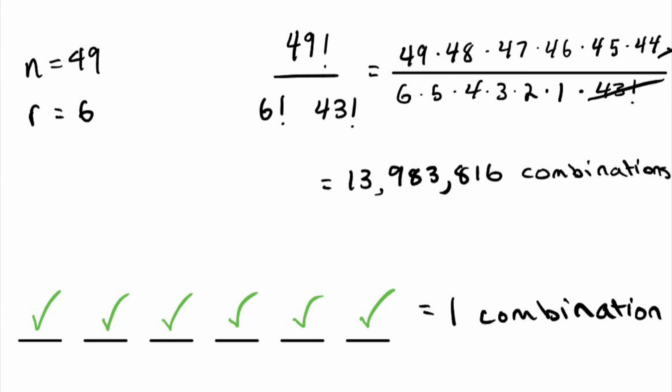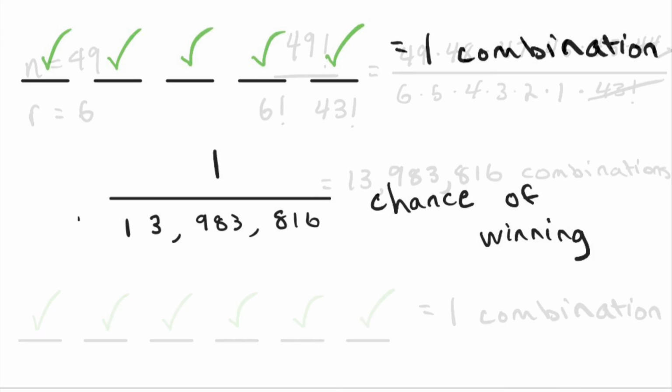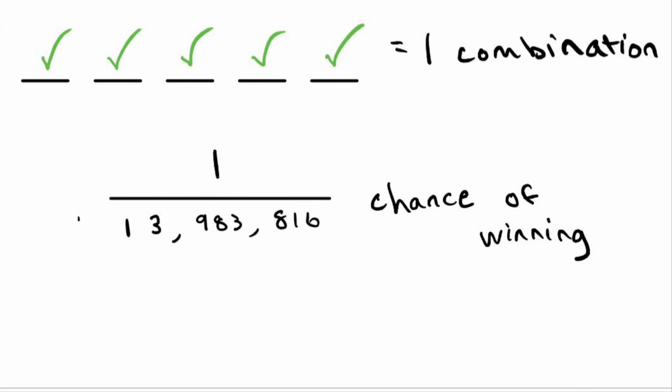Now, as the order of the 6 numbers chosen does not matter, getting every single one of those 6 right is only one combination out of all the possible combinations we have. Now, since the winning combination of getting all 6 right is only one combination and we have 13,983,816 total combinations, the chance of winning this lottery would be 1 over 13,983,816.